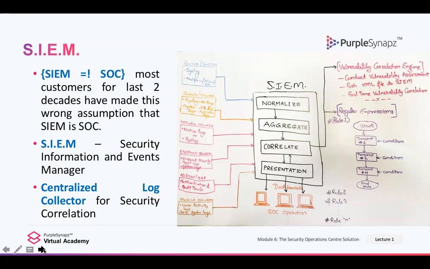Once the correlation is done, if you see normalize to aggregate, aggregate to correlate, these are all unidirectional steps, which means they move in sequence. But the presentation layer gives the output of a correlation tool to a dashboard, and also you can customize an existing correlation rule to become better fine-tuned, or you write new rules in the correlation. Therefore, you see that as bidirectional. That means the presentation layer, which is interacting with the SOC operators, is actually a bidirectional component.